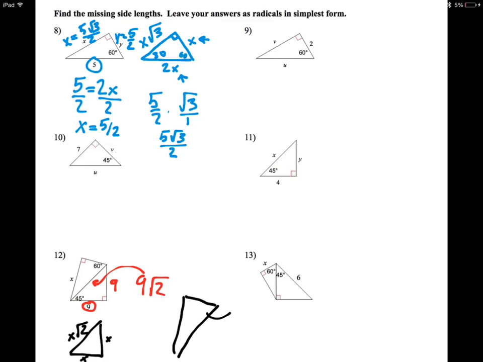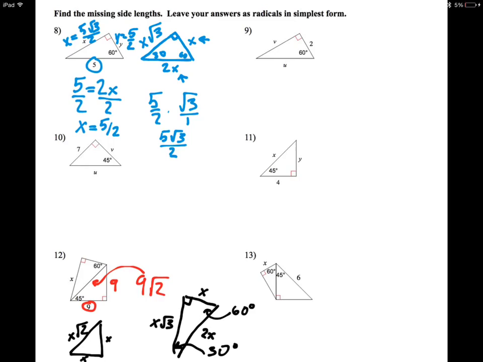So there's 60 degrees, and there's the right angle. Down here is 30 degrees, and we know we want x, and this is 9 root 2. Well, let's right here do the model. Sorry. In the model, this is x, this is 2x, and this is x times the square root of 3. Excellent.